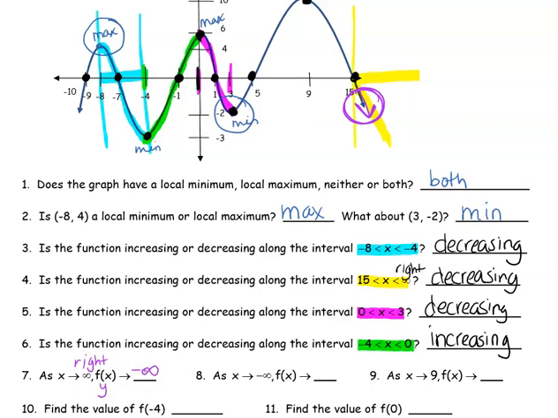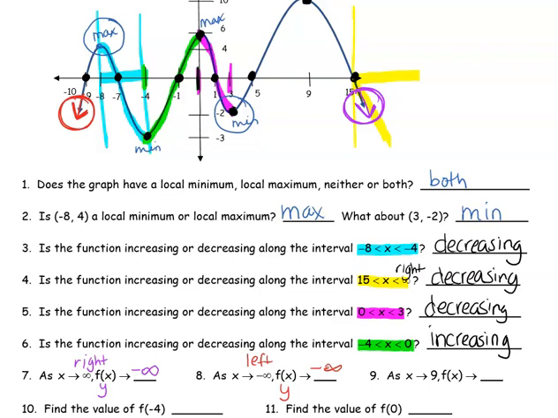Number 8, as x goes to a negative infinity, which means as x goes to the left, what's going to happen to the y? When I look to the left, my arrow is also going down. So this is also going to be a negative infinity.